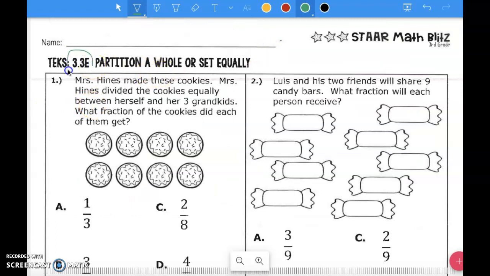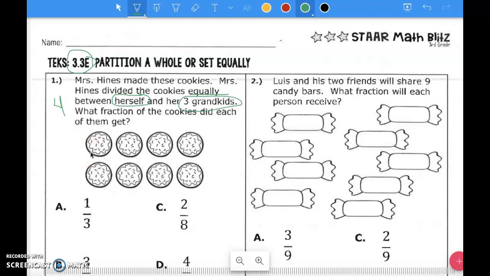It says 3.3e. Partition of a whole equally. Mrs. Hines made these cookies. Mrs. Hines divided the cookies equally between herself and her three grandkids. Herself and her three grandkids, so that makes four people. What fraction of the cookies did each of them get?